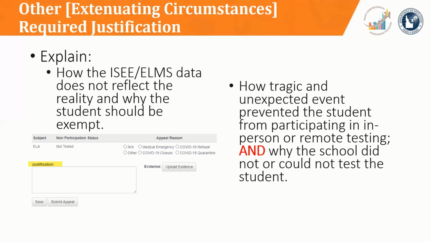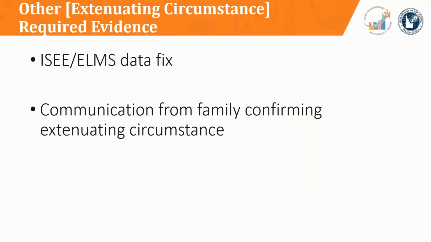For any student whose IC or ELMS data was incorrect, please explain why the IC or ELMS data does not reflect the reality and why the student should be exempt. For any student who faced tragic and unexpected events, please explain how the event prevented the student from participating in in-person or remote testing, and why the school administrator decided to offer a special exemption. To submit an other extenuating circumstance appeal, you must either correct IC or ELMS data, or submit a copy of the communication trail with the family confirming or discussing the circumstance.